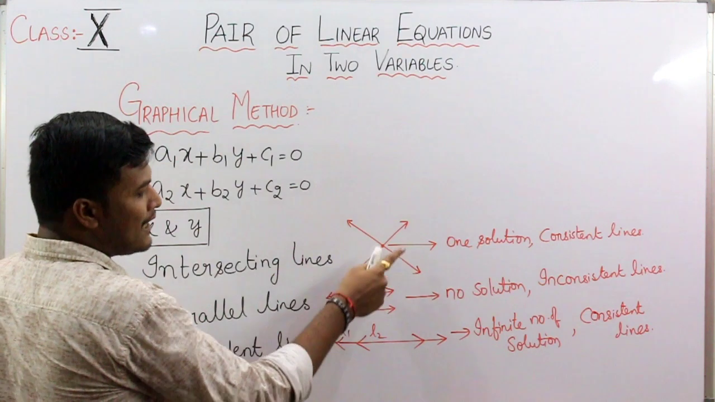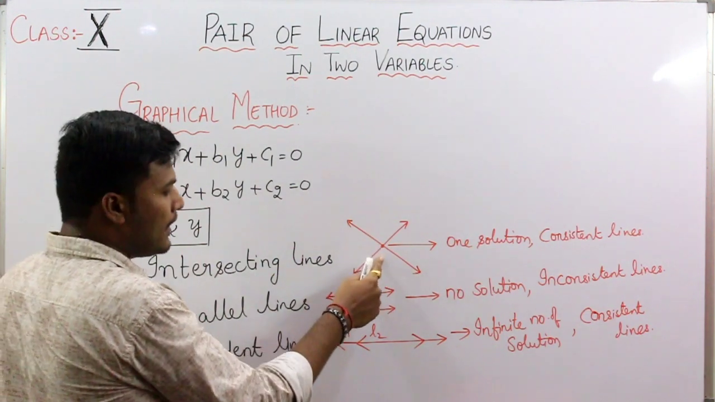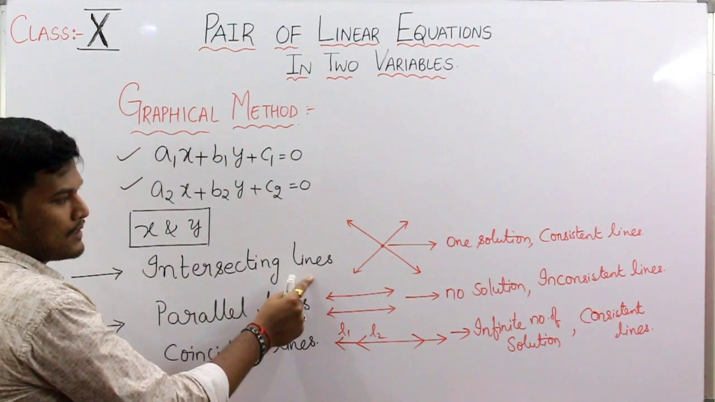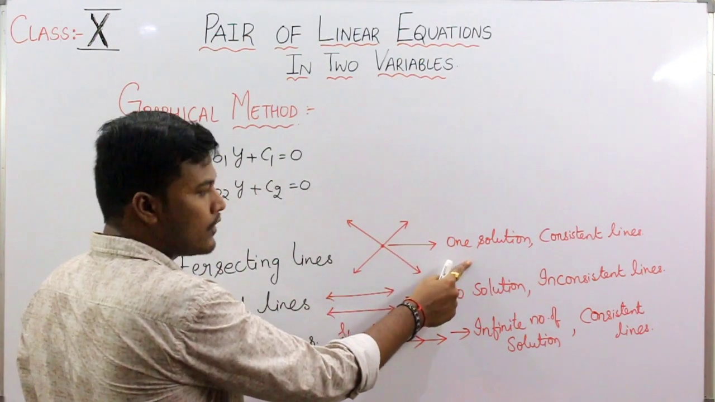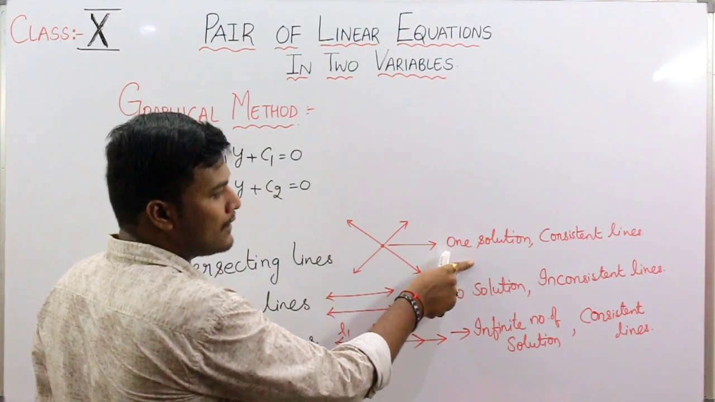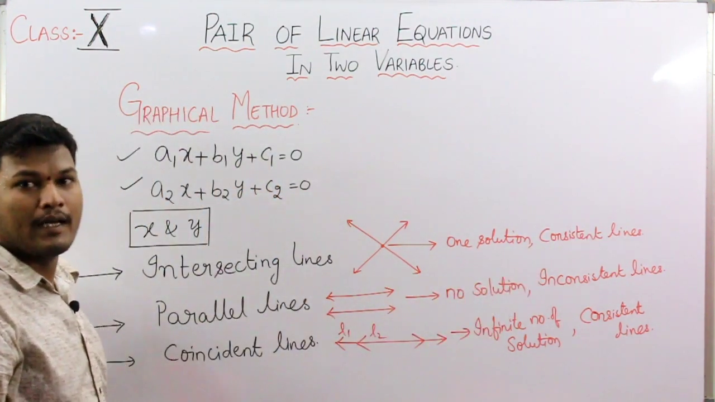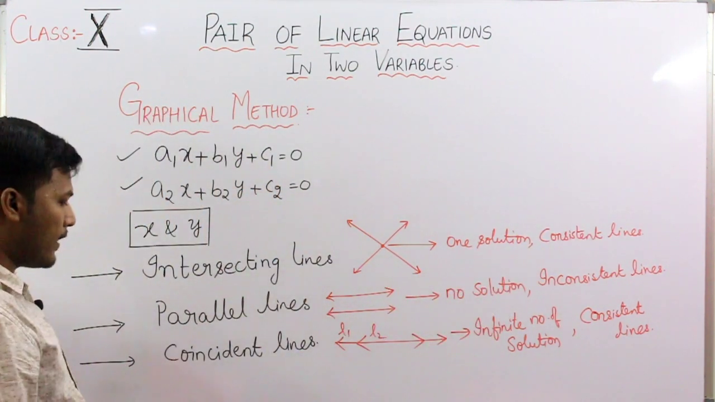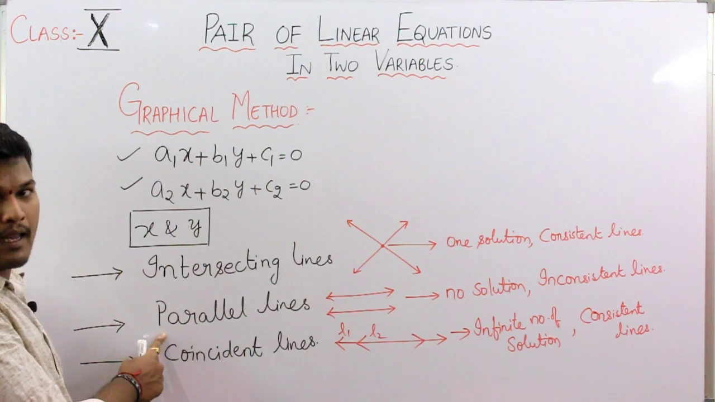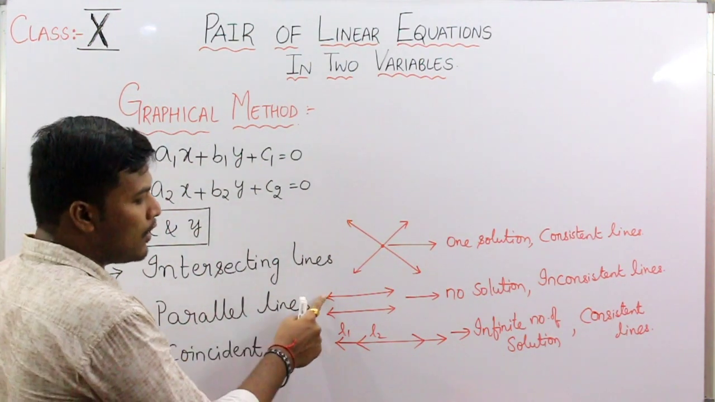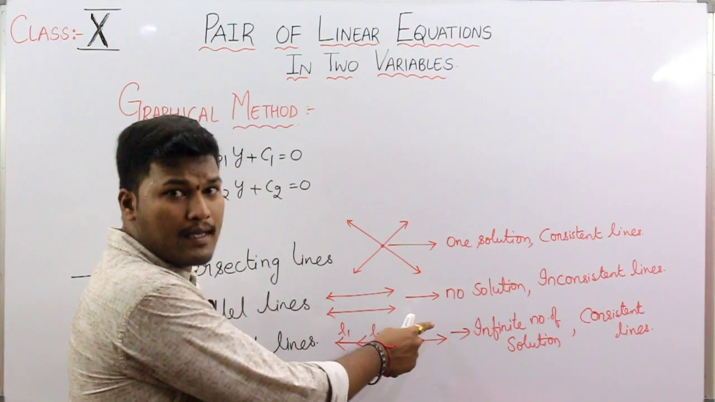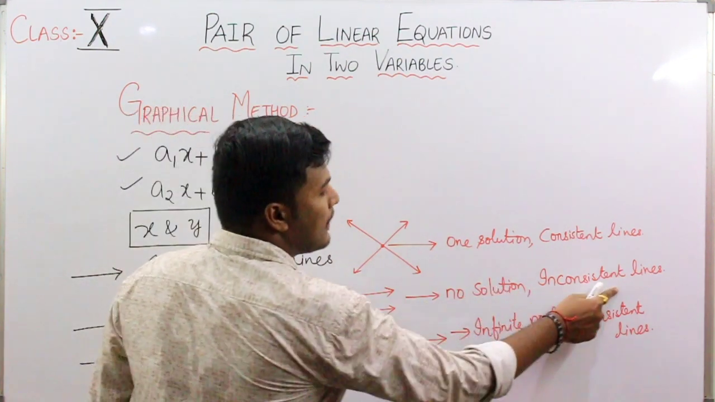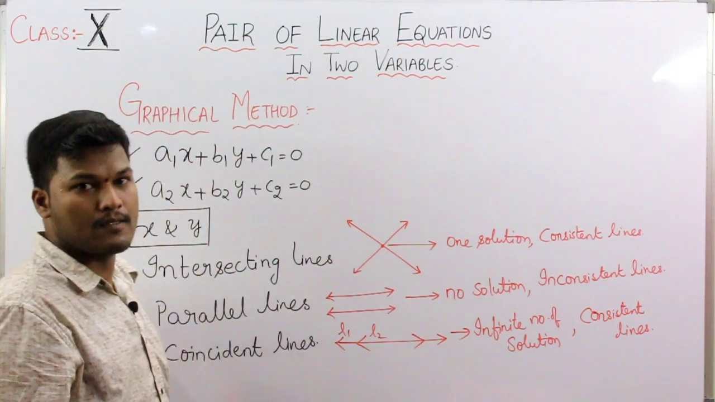One is intersecting lines, parallel lines and coincident lines. If both the lines intersect at one point, then they are called intersecting lines. As they are intersecting at one point, they will have one solution. As they have one solution, they come under the category of consistent lines. The second one is parallel lines. Parallel lines will not meet at any point, hence they will not have any solution. As they do not have any solution, they come under inconsistent lines.